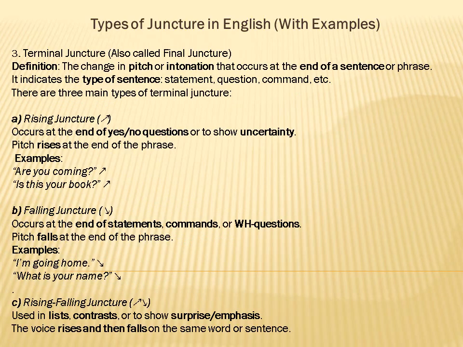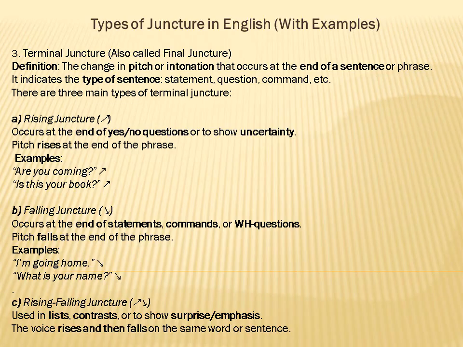Types of juncture in English, with examples. 3. Terminal juncture, also called final juncture. Definition: the change in pitch or intonation that occurs at the end of a sentence or phrase. It indicates the type of sentence: statement, question, command, etc. There are 3 main types of terminal juncture.